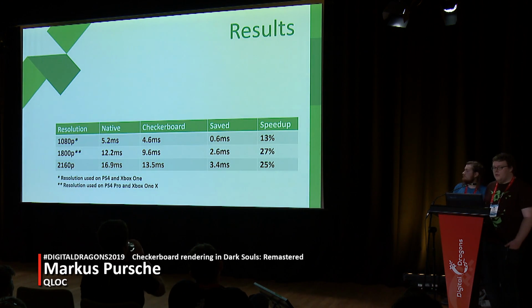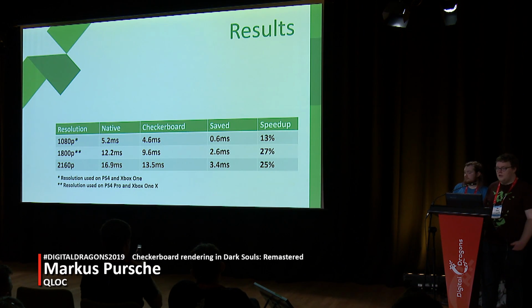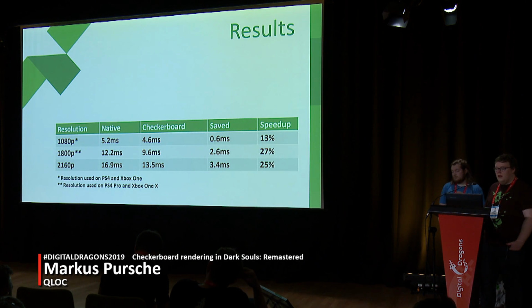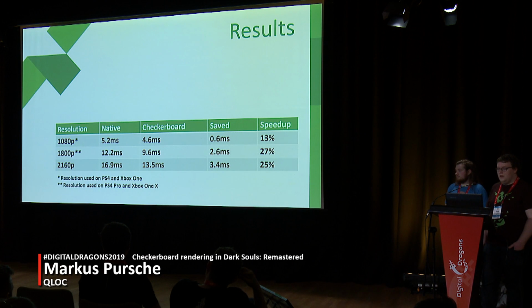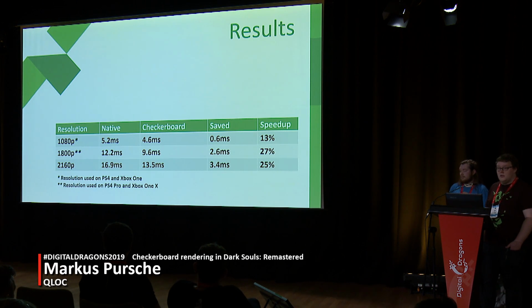Here we have a summary of the performance measured in the different resolutions. 1080p sees 13% better performance while checkerboarding, but at a considerable quality loss. 1800p runs 27% faster with checkerboarding at a way smaller quality loss. 2160p runs 25% faster with checkerboarding, also with a low amount of quality loss. We're almost done with this presentation, so here are some takeaways.